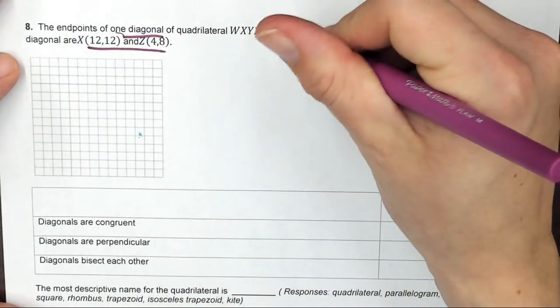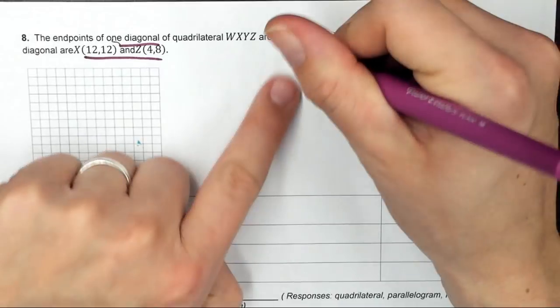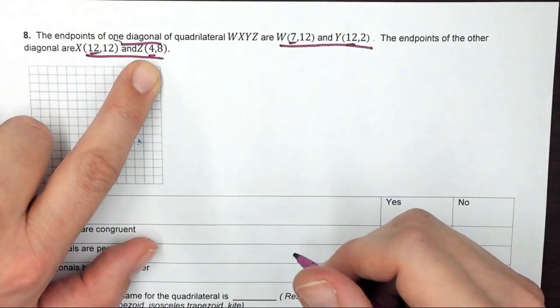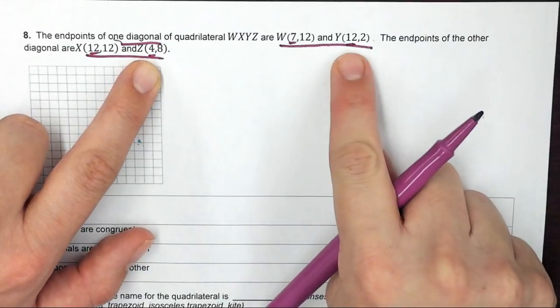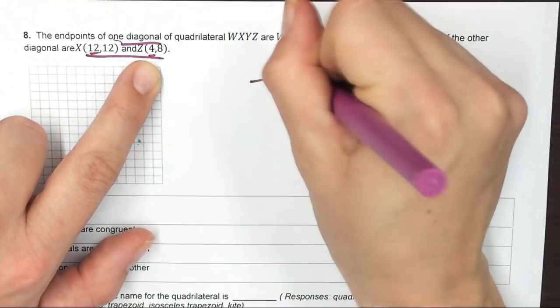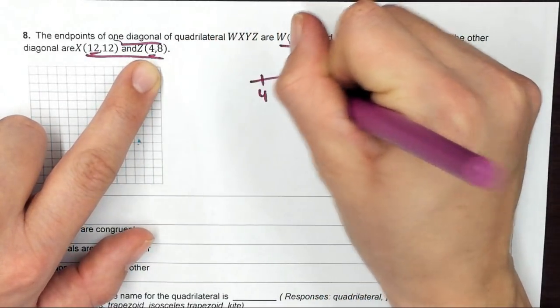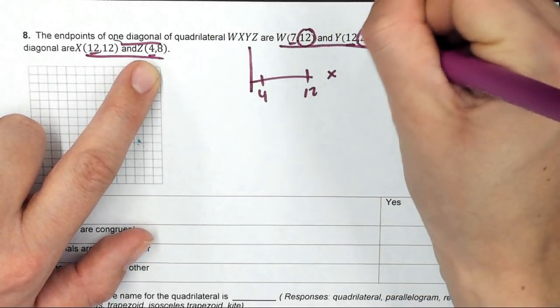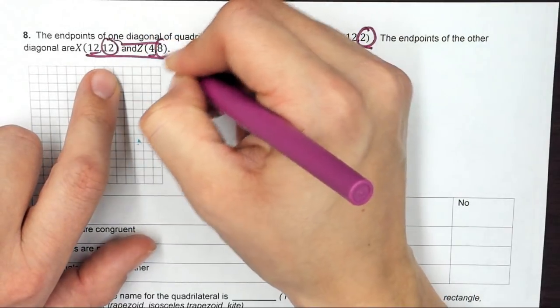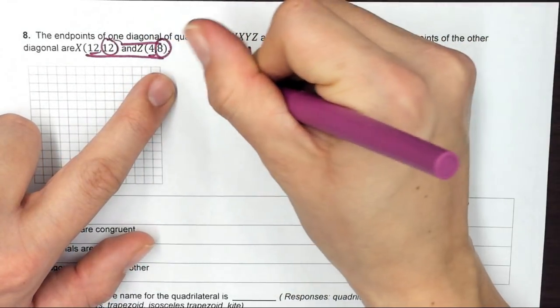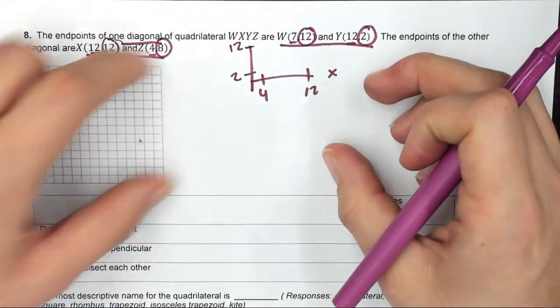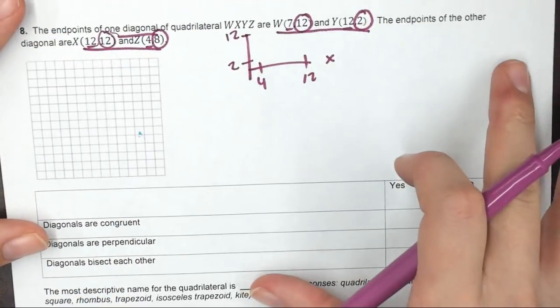I notice I don't have a very big graph here, but all my numbers are positive. On the x coordinate, the smallest number I'll need is 4, and the biggest number I'll need is 12. So on the x-axis, I'm going to go from 4 to 12. On the y, you get a 12, a 2, a 12, and an 8. So the smallest number I'm going to need is a 2, and the biggest number I'm going to need is a 12. Just a way to kind of save yourself a little space here.